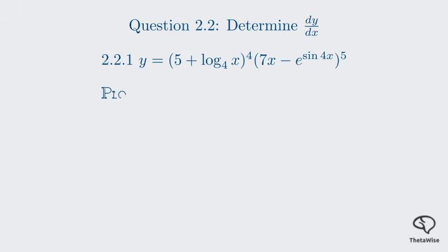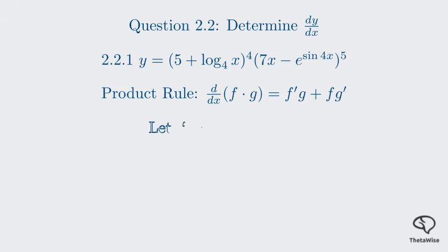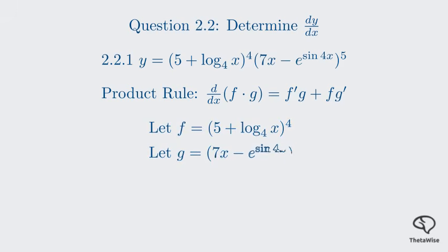The product rule states that if y equals f times g, then y prime equals f prime g plus f g prime. We need to identify our functions f and g. Let f of x be the first term, 5 plus log base 4 of x, to the power of 4. Let g of x be the second term, 7x minus e to the power of sine 4x, to the power of 5. Now we need to find the derivative of f and g separately, using the chain rule.